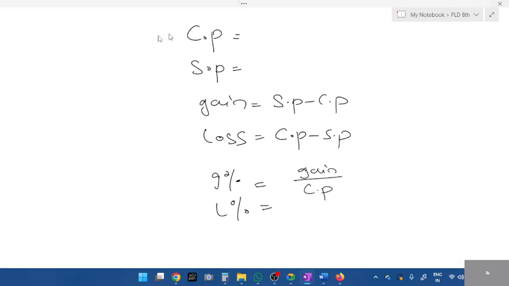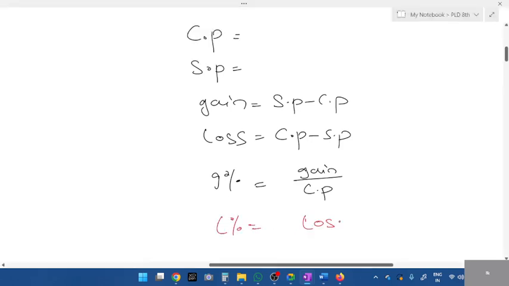And we always take CP in the denominator. Make a note of this, or just go through whoever has written it. Don't have to write again. For loss, you take loss divided by cost price into 100. Just quickly go through this.